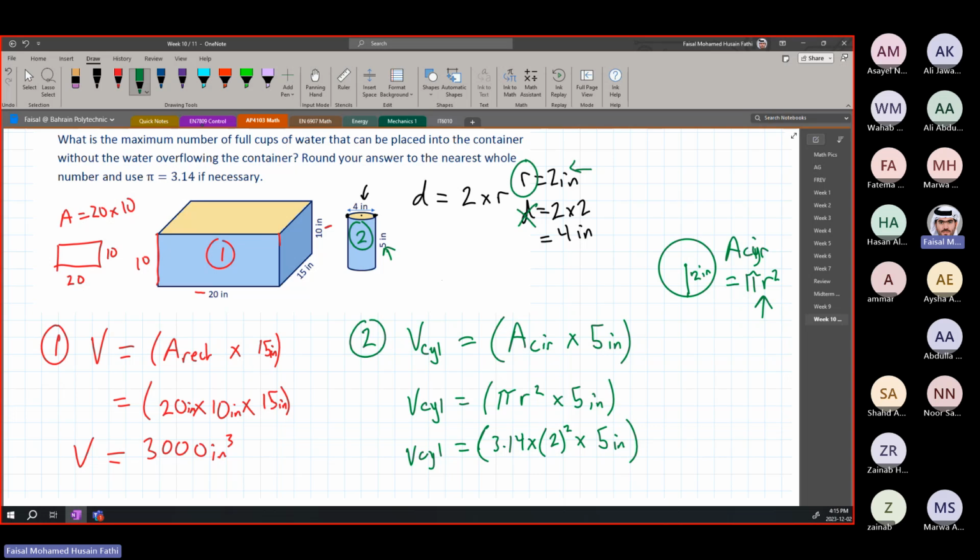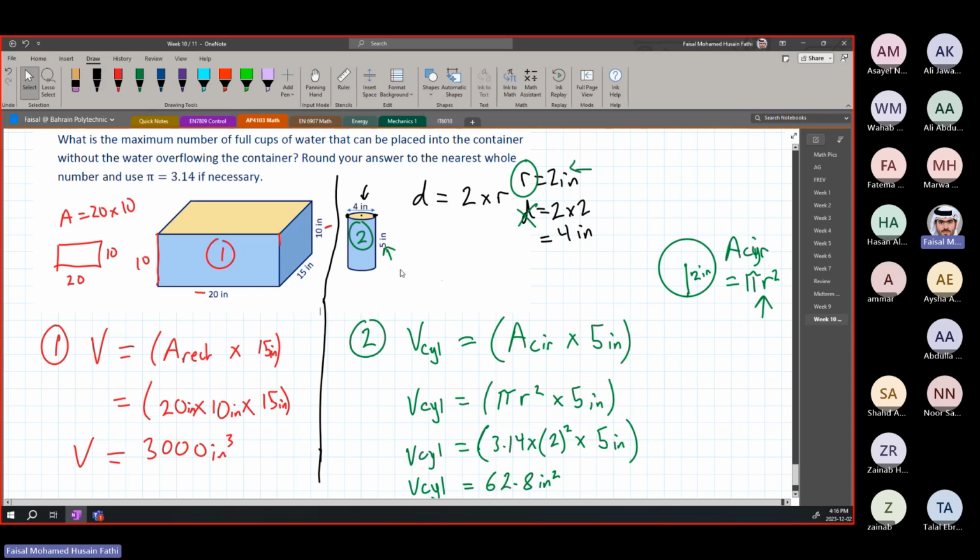Putting all of this in the calculator, the volume of the cylinder is going to be equal to 3.14 times 2 squared times 5 inches. The final answer will be 62.8 inch cubed. Now, as you see, this is separate. All I did was find the volume of the cylinder and the volume of the rectangular prism. That's all I'm doing.